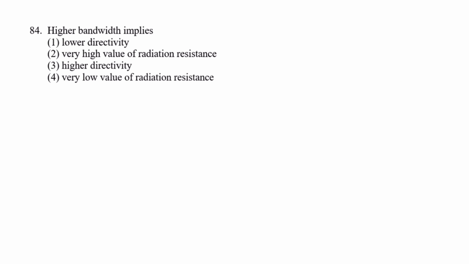Next question. Higher bandwidth implies. Generally the gain bandwidth product is constant. If gain increases, bandwidth or beam width decreases. If gain decreases, beam width increases. So we can call it the gain beam width product.